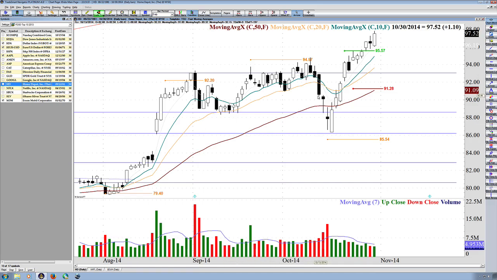Home Depot, this is another one here. You can see some of the trades we'd set up here. Had a trigger at 95.57. Moving average cross came along and confirmed that. That was all great. Breaking out above.